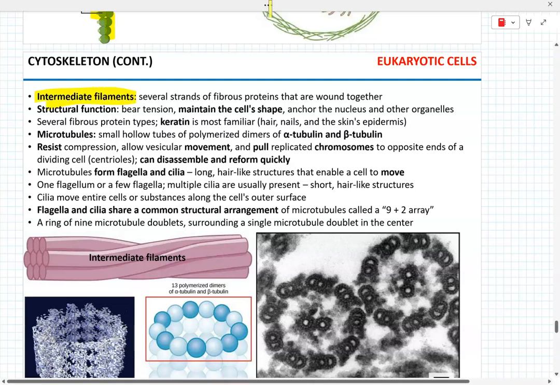Intermediate filaments are made out of several strands of fibrous proteins, such as keratin, that are wound together. Their main function is to maintain the cell shape, to withstand the tension that can be applied to the cell, and to anchor the nucleus and organelles. Intermediate filaments can be composed of different types of proteins, but keratin is probably the most well known. It can be found in hair, nails, and the epidermis of the skin.